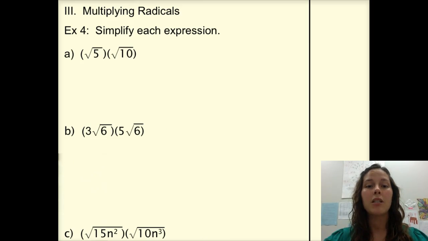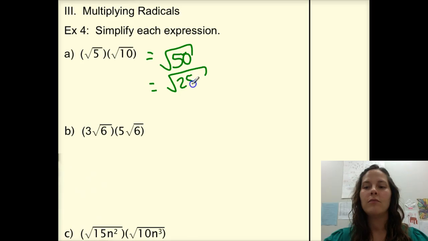Next, we're going to take a look at multiplying, which is actually a little bit easier than adding because they don't need to be like terms. You can just multiply them together under one radical. So this one becomes the square root of 50, which of course we need to simplify. 50 is 25 times 2. Square root of 25 is 5. And the 2 is the unperfect square left over.